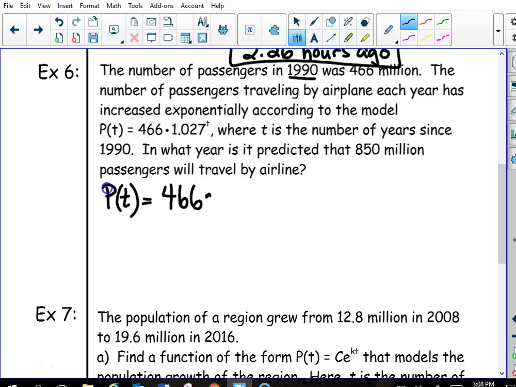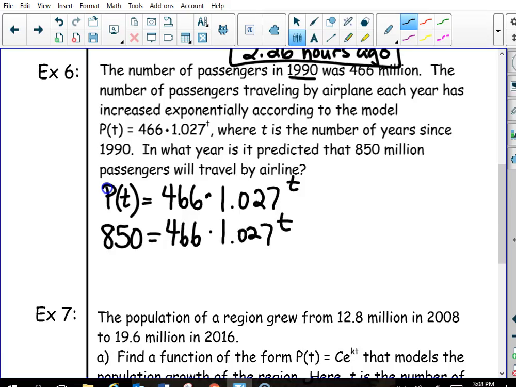And we have this 1.027 to the t. So the 1 means it's increasing. You know, we've got a base greater than 1. And the 0.027 means it looks like it's been increasing by 2.7% per year. So t is the number of years since 1990, and we're going to use this equation to figure out when 850 million passengers should be traveling by airline, at least for this model. So how many years does 466 grow to 850?